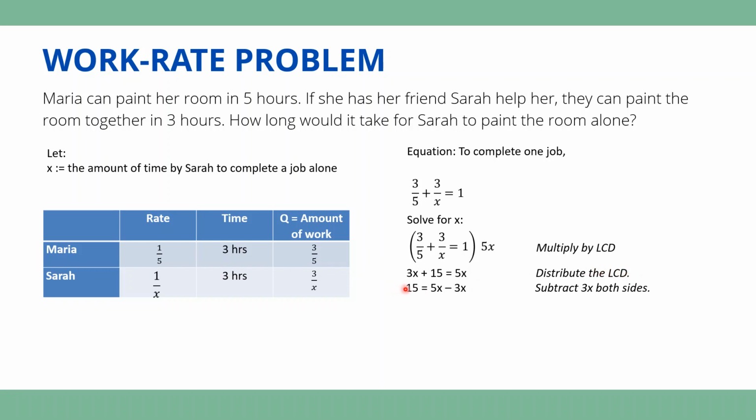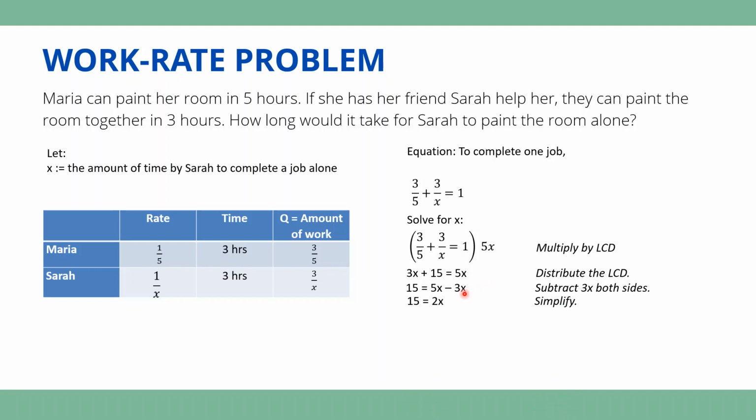So, isusubtract natin yung ating negative 3x on both sides of our equation. So we will have 15 is equal to 5x minus 3x, or yung familiar kayo, which is yung pagta-transpose. So transpose natin yung ating positive 3x sa kabilang side ng ating equation, then it will be now negative 3x.